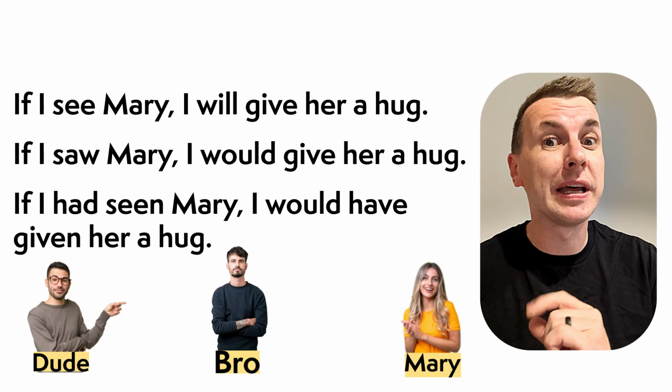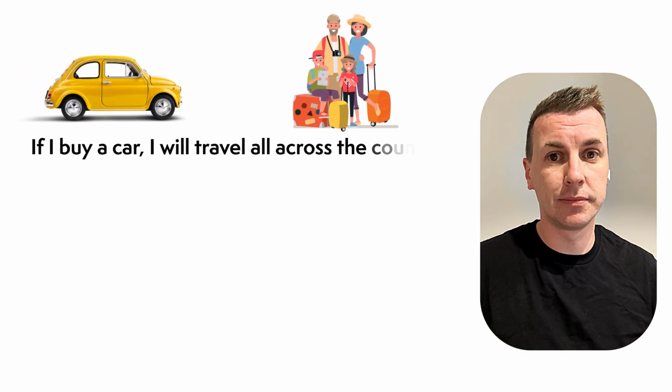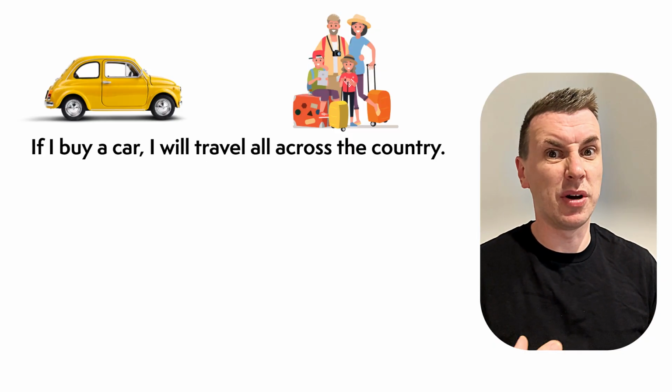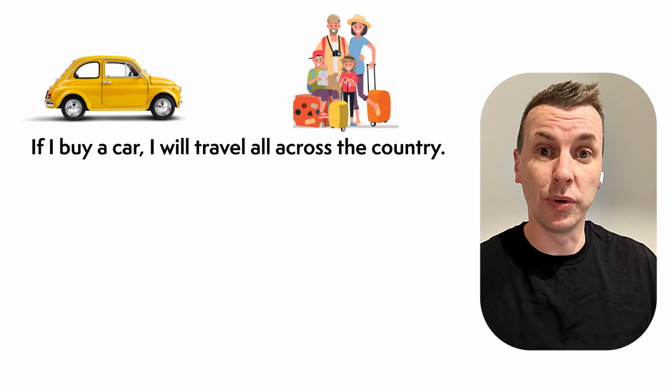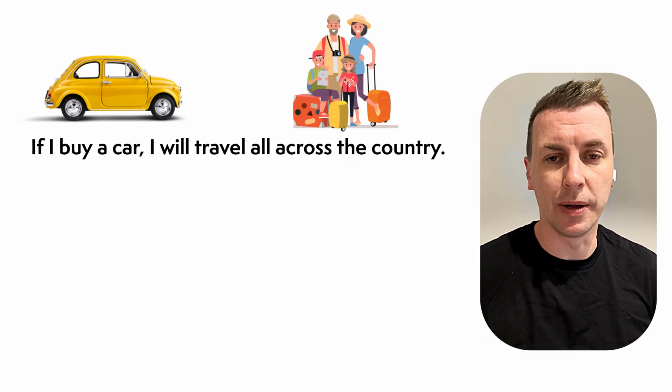Okay, let's look at another example. So this example goes like that. If I buy a car, I will travel all across the country. So I got some money in my pocket. I'm thinking about possibly purchasing a vehicle. And if I do, I will travel across the country. I have a plan and it's doable, it's real.